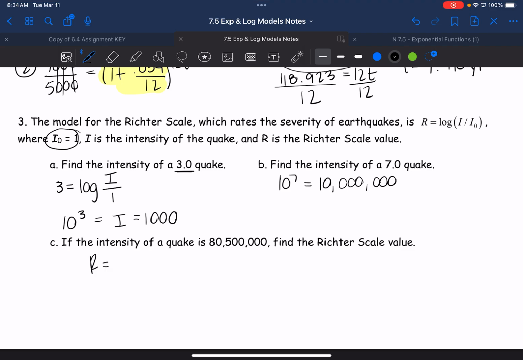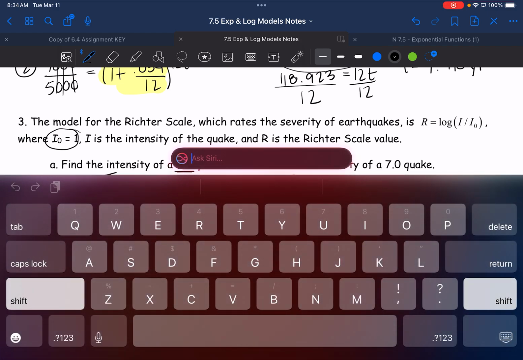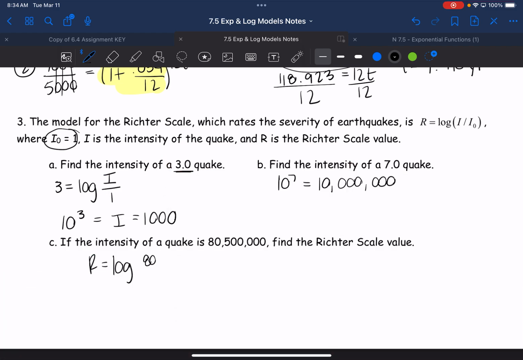So this one would look like R equals log of our intensity, which is always over 1, right? And so in this case, everything's already on one side of the equation, so I would just type this in my calculator, right? And approximately what do we get there? Depending on how far you round. Nice. Okay, just a couple more examples on the back.